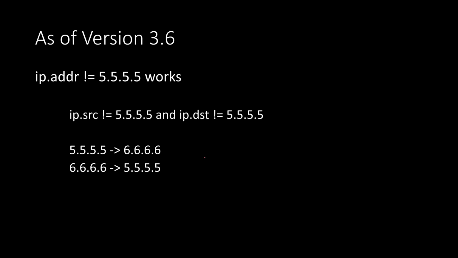In 3.6, things change. There are a lot of changes that are coming up to the display filters, and you may want to take a look at the tech tips dealing with the Wireshark version 4 updates to see some other changes to the display filtering system. Now, as of version 3.6, this does work as you would think it would, because now the interpretation would be ip.src != 5.5.5.5 and ip.dst != 5.5.5.5.